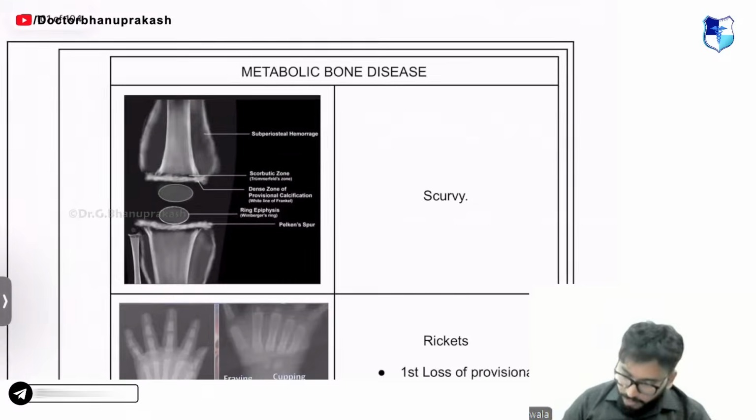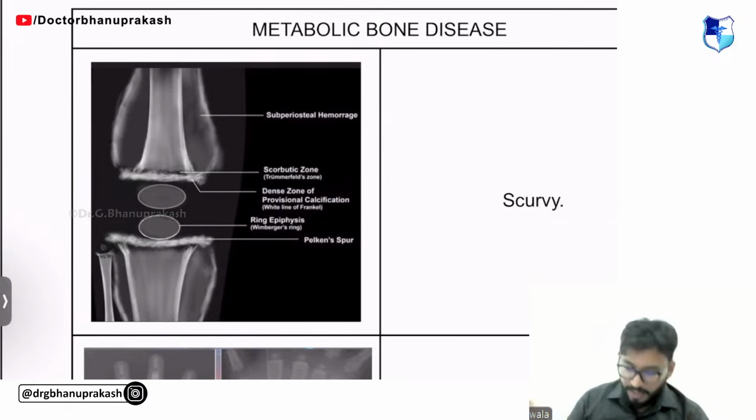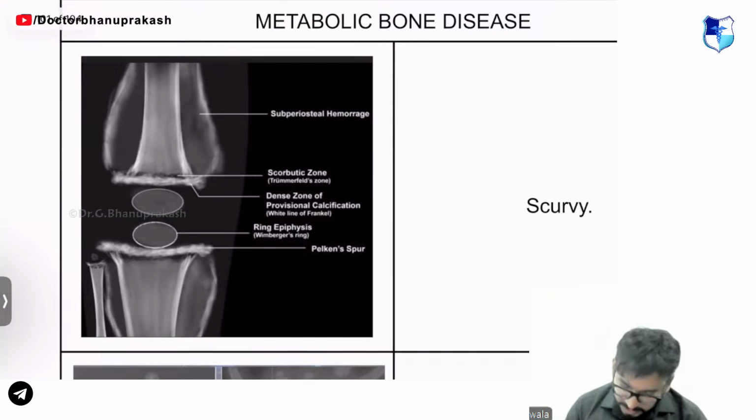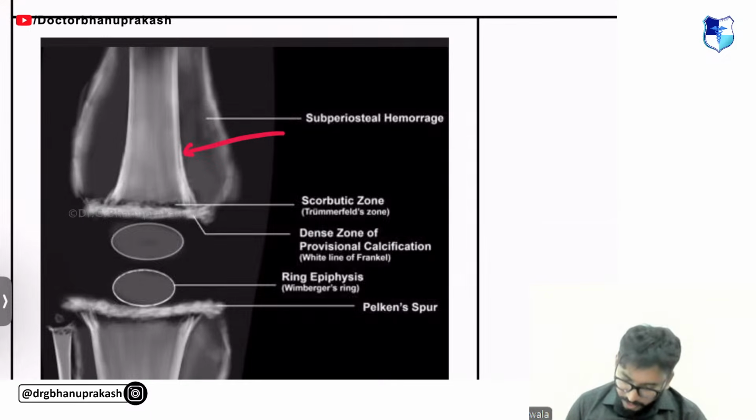Metabolic bone diseases, guys. This is scurvy. Again, you've done it in ortho and pediatrics, rapidly going through. This is the Trümmerfeld zone. Can you see this black area? This is a pencil thin cortex. Can you see this spurring at the edge? This spurring is the Pelkan spur. This is the Wimberger's ring sign.